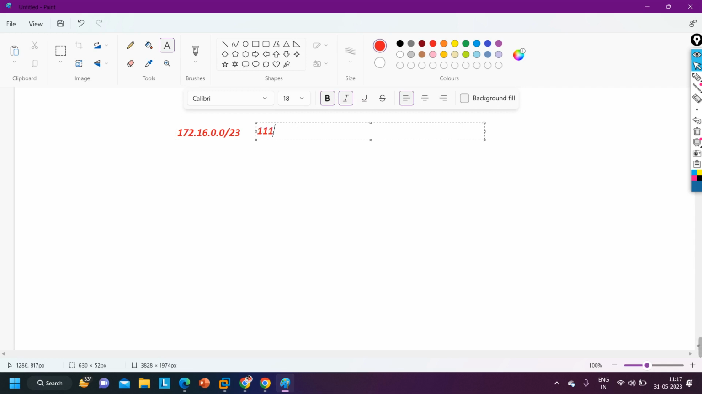255. See, in the first octet all bits are 1, 2, 4, 6, 8. In the second octet all bits are again 1. Yes. In the third octet, 7 bits will be on. Yes or no? 7. Yes. And in the last octet all are 0 again. 0. So the subnet mask will become what?